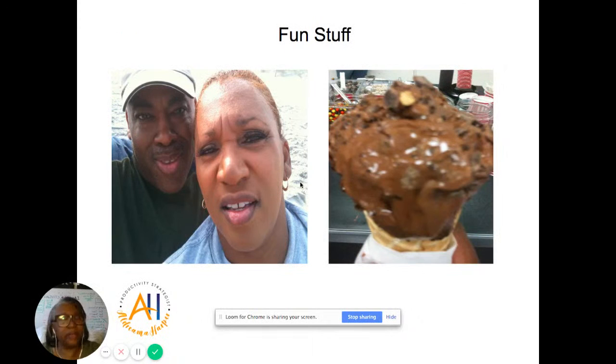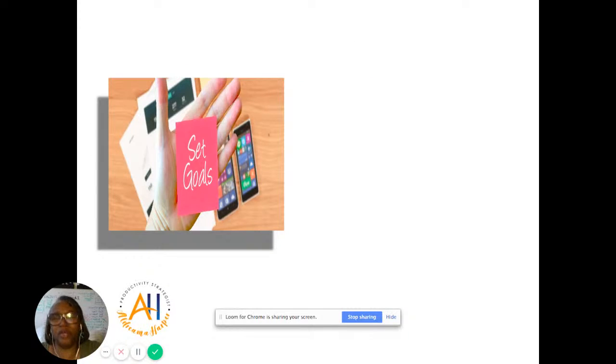And before that, just some fun stuff. That's my husband and I on vacation a few years ago. Actually, we were in Myrtle Beach. And so I wanted to make sure that I showed that. But most of all, I like chocolate. If anybody knows me, I am a chocoholic. I make no apologies for it. So I just wanted to share that little tidbit of information about myself so that you kind of get to know me and who I am, right? All right.